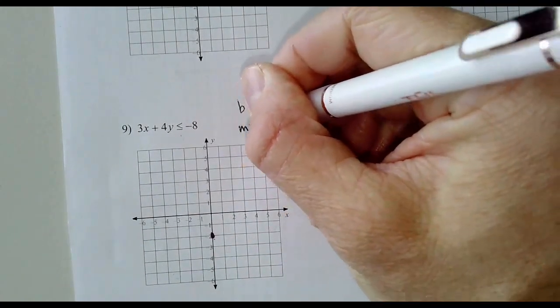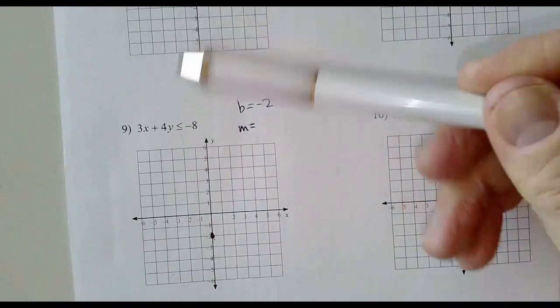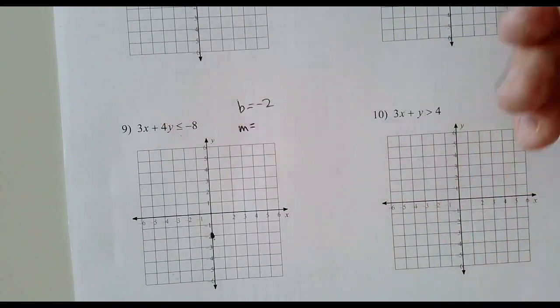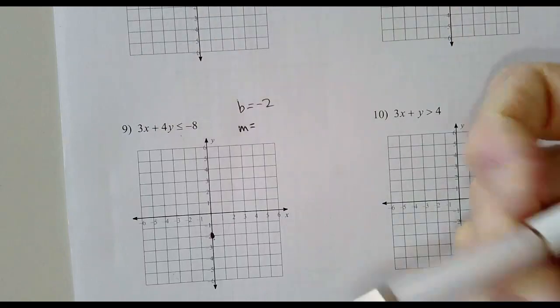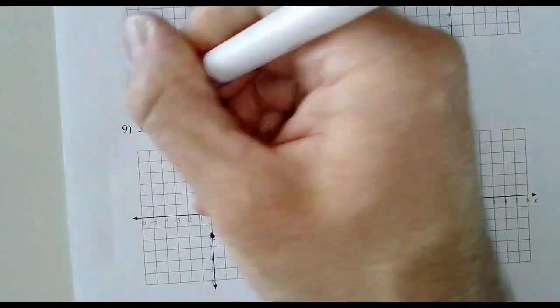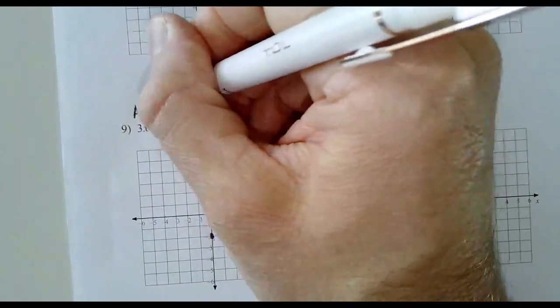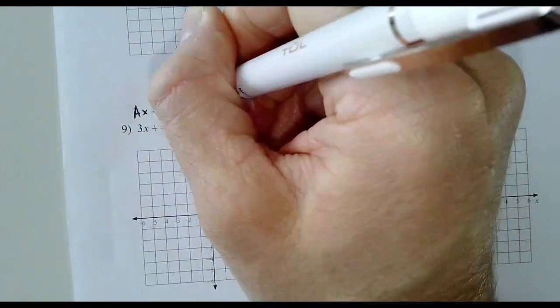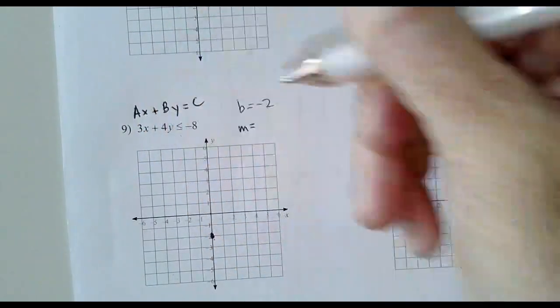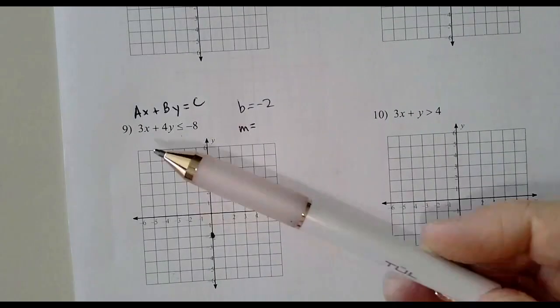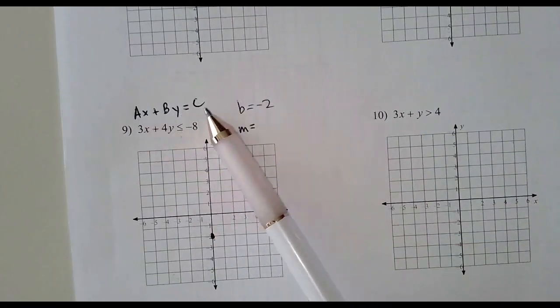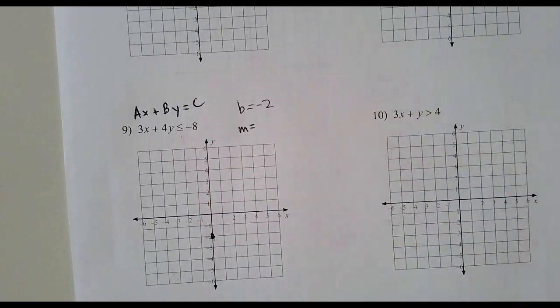So the m is the slope, and we find slope with standard form by using -a over b. And this is a standard form equation here. All of them on the back of here are standard form equations. Standard form is ax plus by equals c. The standard form has 3 things there, a, b, and c. You only use a and b for the slope.